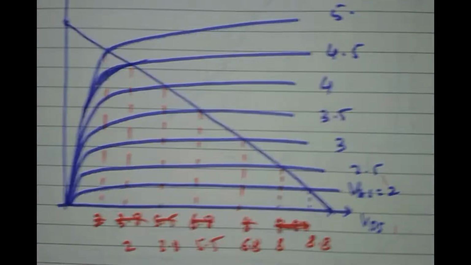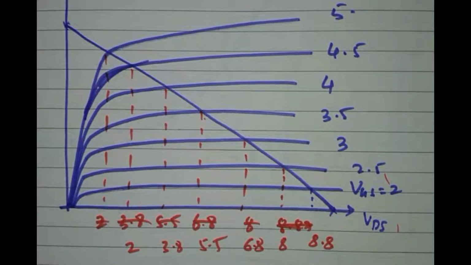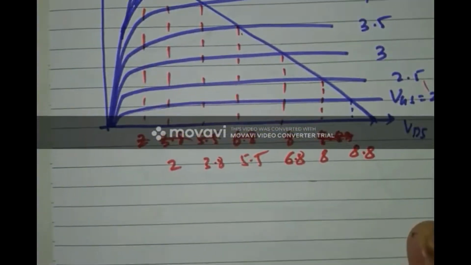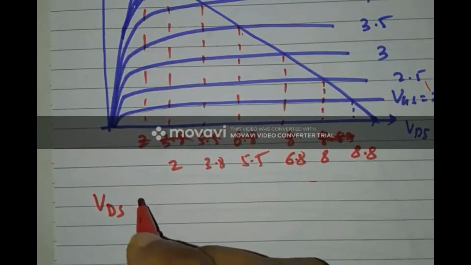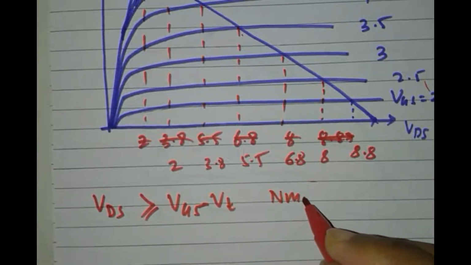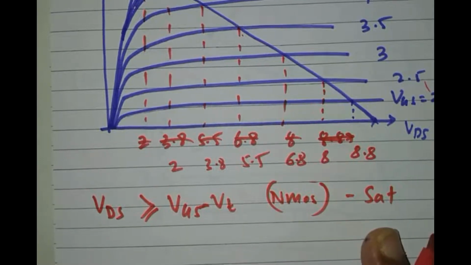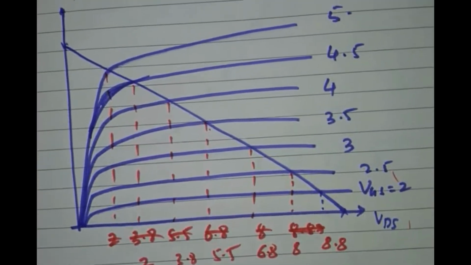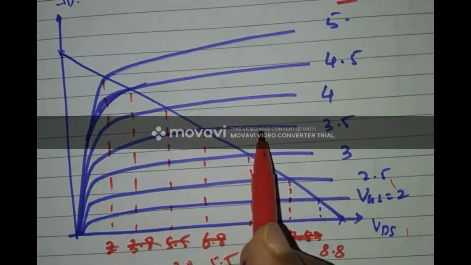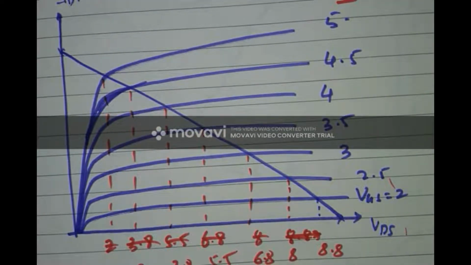Now let's get back to the condition which clearly bifurcates whether the MOSFET is in saturation or in triode region. Our condition was VDS greater than or equal to VGS minus VT. If this is an NMOS, it will be in saturation region. Now let's verify all the values. As we know, this particular flat surface indicates the MOSFET is in saturation region, and this particular curve indicates the MOSFET is in linear region.